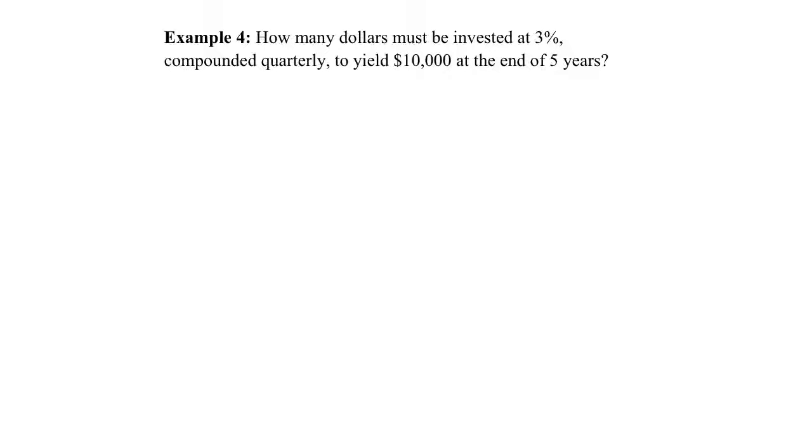So, how many dollars must be invested at 3% compounded quarterly to yield 10,000? I just want you to set it up. To yield 10,000. So I want 10,000. So you have to find out what P is. Good. It says how much should be invested. That's what P is looking for. So we're looking for the P value in this problem. We want it to be 10,000.